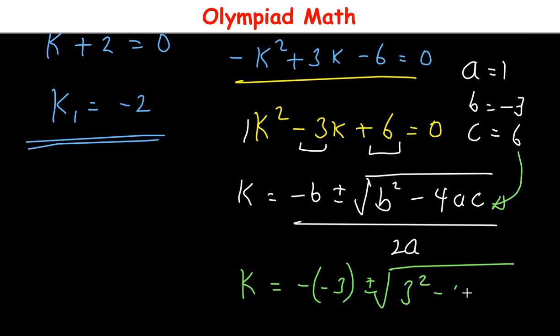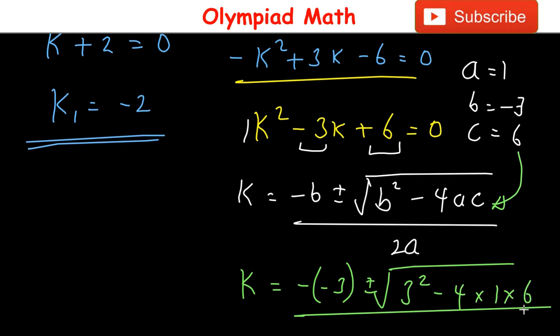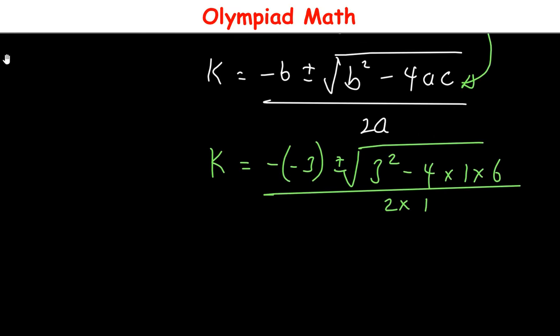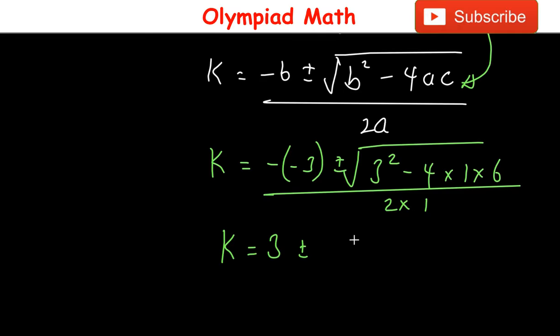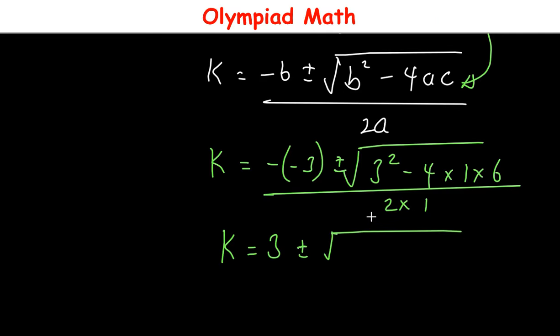3 squared minus 4 times a is 1 times c is 6 all over 2 times a is 1. So from here, we have the value of k to equal minus times minus 3, plus 3, plus or minus the square root of 3 squared is 9 minus 4 times 1 times 6 minus 24 all over 2 times 1 is 2.